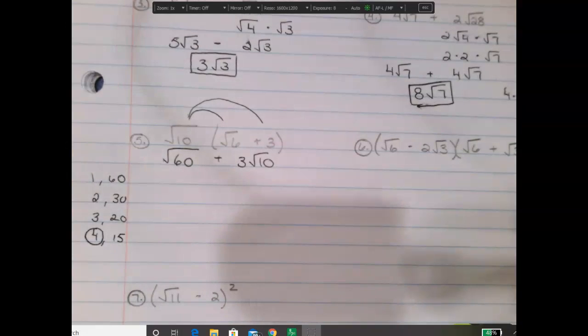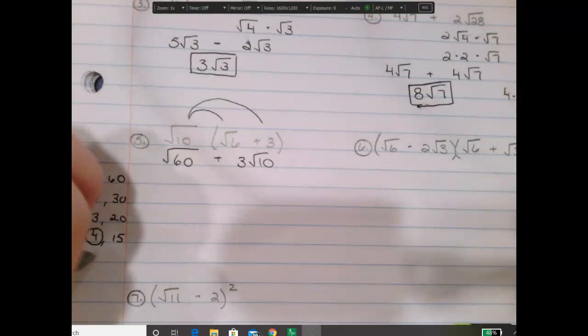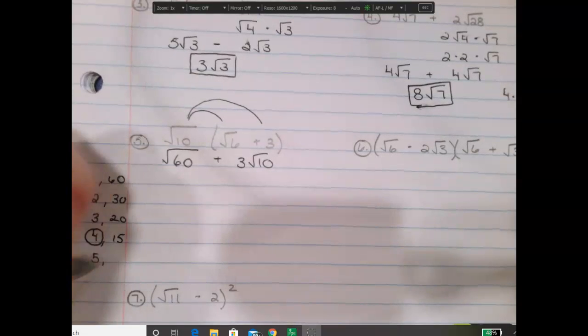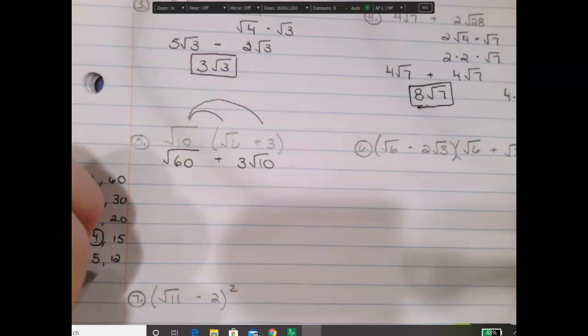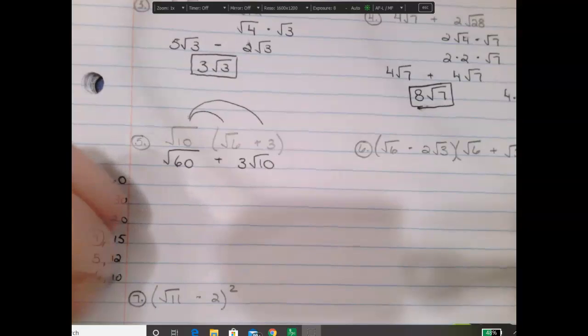Now, we could have kept this going, guys, and said, okay, 5 and what? 5 and 12. Well, neither are perfect squares, so let's keep going. What about then 6 and 10?